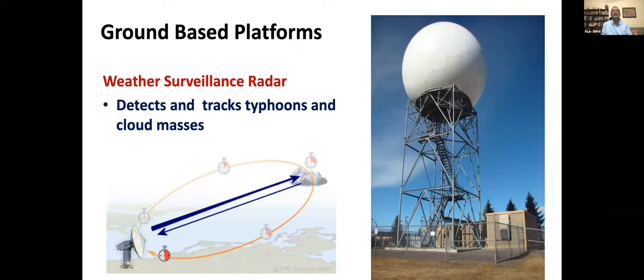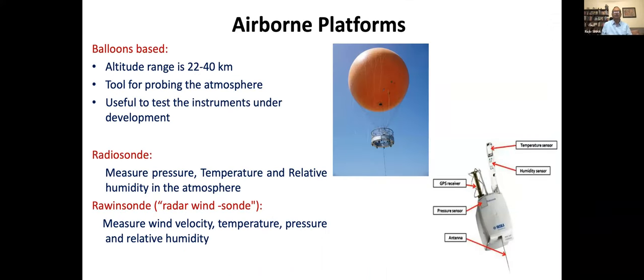they are being analyzed. There are airborne platforms like balloons, for example, which are flown at altitudes of 22 to 14 kilometers. They are mostly used for atmospheric sensors. There are very important instruments attached to these balloons, which collect data for a definite time period, and then they bring back the data. There are radiosondes, which measure atmospheric parameters like pressure, temperature, relative humidity, and so on.